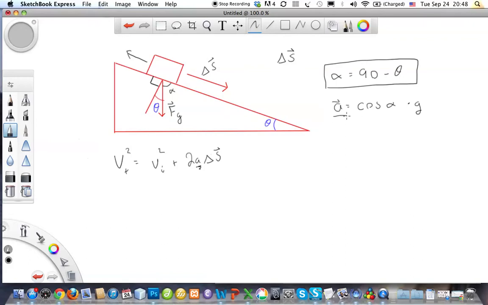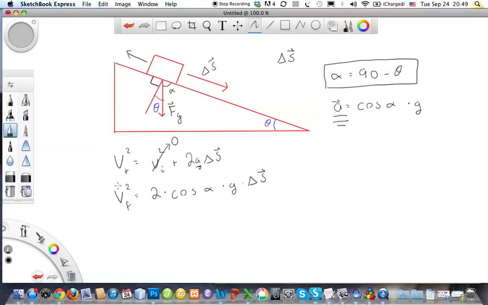Now we can plug our new acceleration into our velocity squared. Final velocity squared is equal to, and I'm also going to zero this out because we can safely assume that we are releasing this object from the top at an initial velocity of 0. So we can say 2 times our new acceleration. Actually, it's a scalar because it's an x component. Cosine of alpha times our gravity times our change in displacement.